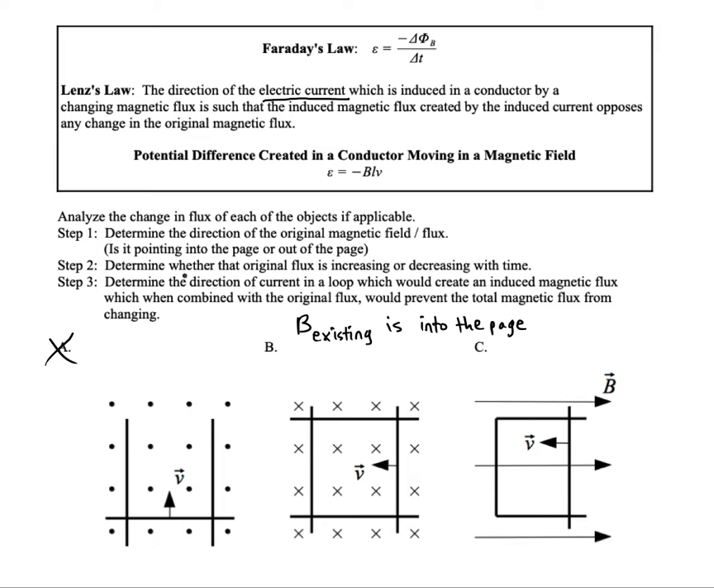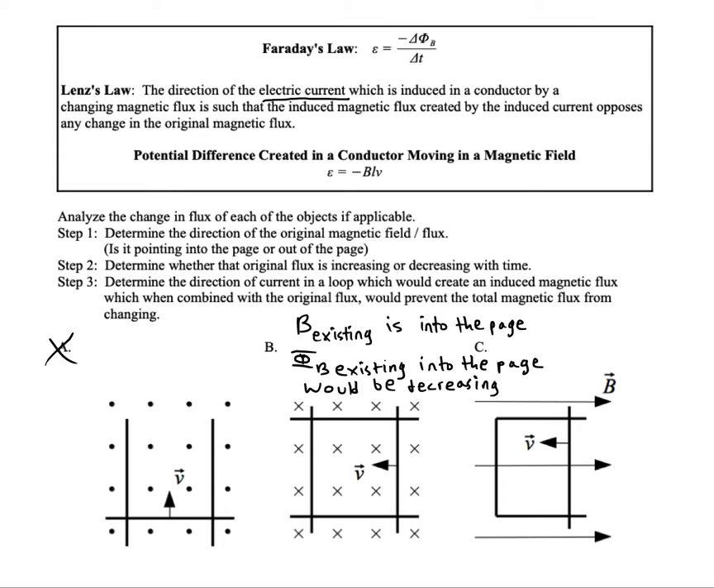Next, we want to look at the situation and determine whether the original flux will be increasing or decreasing with time. Since the area of this shape is getting smaller, the existing magnetic flux directed into the page would be decreasing if that bar were to proceed to the left. Now that we have that information, we can now determine the direction of the induced current in this loop.